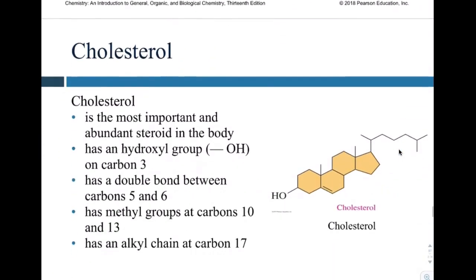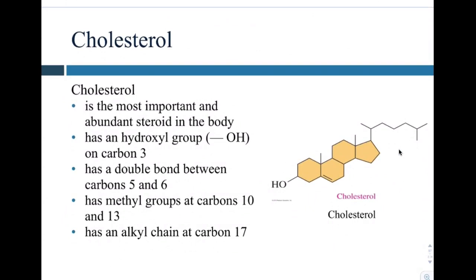Cholesterol is the most important and abundant steroid in the body. It has a hydroxyl group on carbon 3, a double bond between carbons 5 and 6. So you can add, look, let's see, we're adding stuff. But do you see our nucleus? Our steroid nucleus? We got a cyclohexane, cyclohexane, cyclohexane, cyclopentane. This thing's a steroid. Okay? And so this is cholesterol.